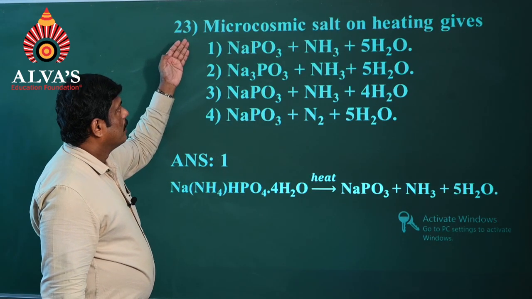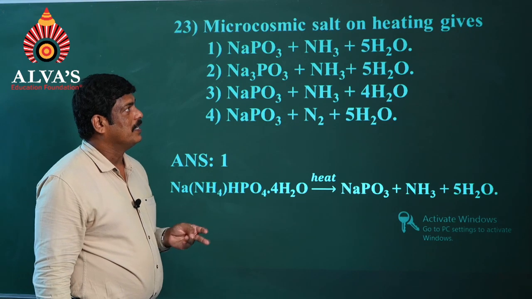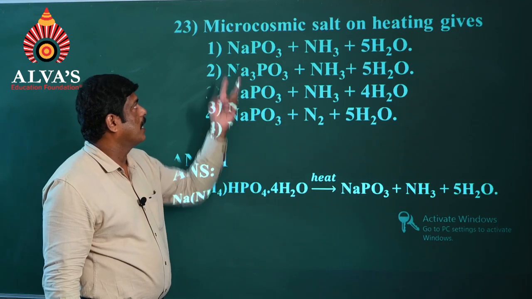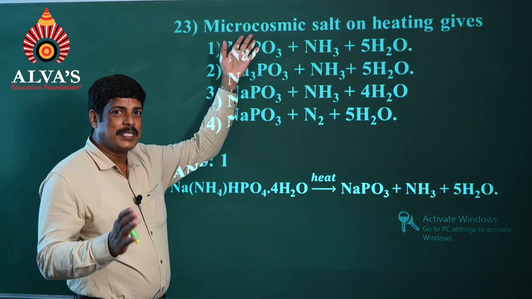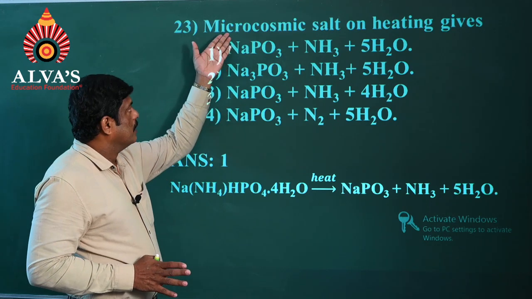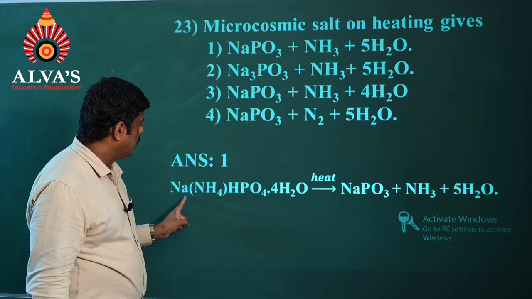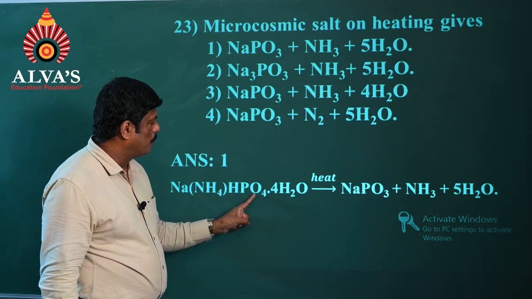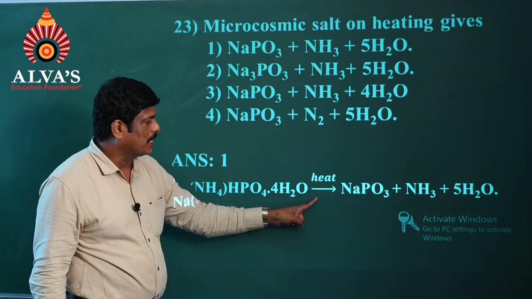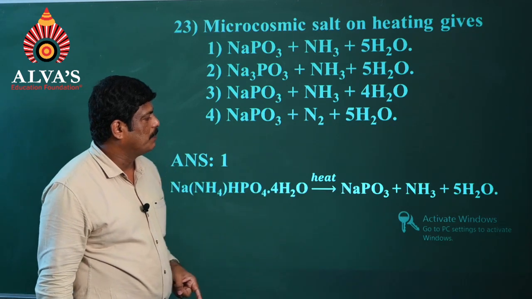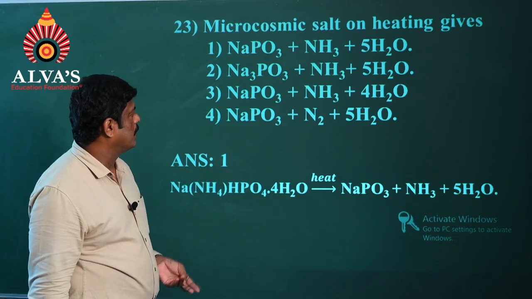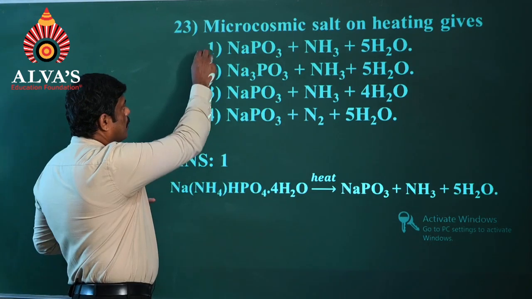23rd question. Microcosmic salt on heating gives. Microcosmic salt means a salt which is present in urine. Its formula is NaNH4HPO4.4H2O. When it is subjected to heat, it produces NaPO3, NH3 and 5H2O. Hence the option must be the first option.